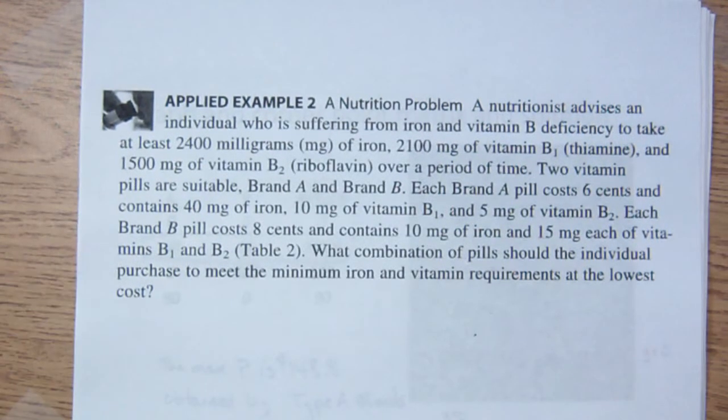A nutritionist advises an individual who's suffering from iron and vitamin B deficiency to take at least 2,400 milligrams of iron, 2,100 milligrams of B1, and 1,500 milligrams of B2 over a period of time. There are two kinds of pills that are suitable, brand A and brand B. Each brand A pill costs 6 cents and contains all of those values. Each brand B pill costs 8 cents and contains different values. What combinations of pill should the individual purchase to meet their requirements at the lowest cost?